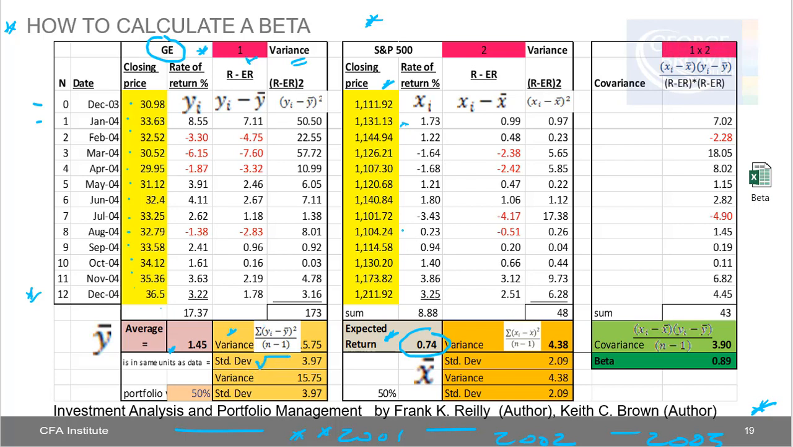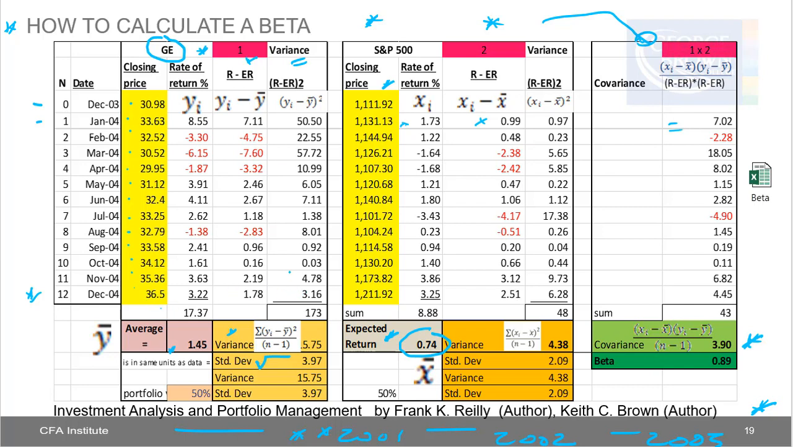So again, I'm just going to do that first for GE, and I'm also going to do that for the S&P 500. And then I can calculate my covariance. Remember, my covariance is the sum of x minus x bar times y minus y bar divided by n minus 1. So in this column, I've got my x minus x bar times my y minus y bar, and that's multiplying column 1 times column 2 that I highlighted with the pink numbers. Okay, so that's where that data is coming from. 7.11 times 0.99 gives us 7.02. And the covariance is the sum of that column divided by n minus 1.